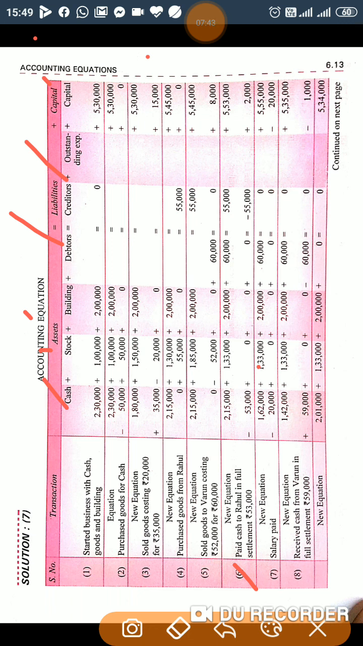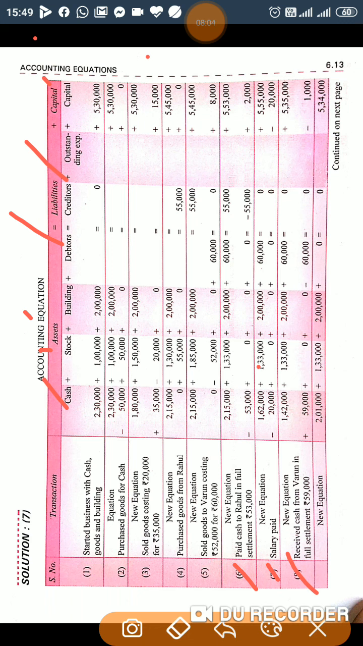Now the next transaction, salary paid. So cash is involved and expenses, salaries and expenses, cash and expenses. Cash is already written and expenses will be deducted from the capital, and capital is already mentioned. So the next transaction is received cash from Varun in full settlement of 59,000.